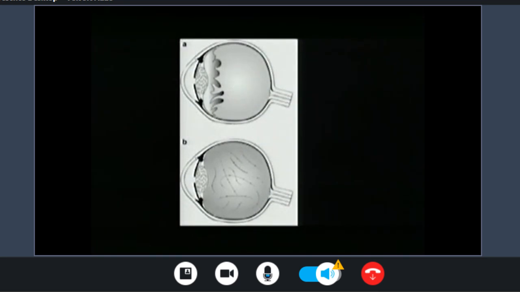The vitreous phenotype is classified into the membranous type and the beaded type. So this is an example of a membranous type. You can see the membrane behind the lens. And you can see this is the beaded type here. A common finding in these patients is the wedge-shaped cataract.